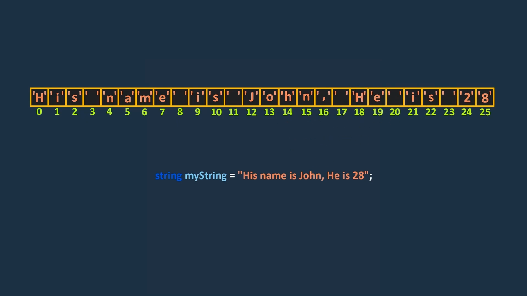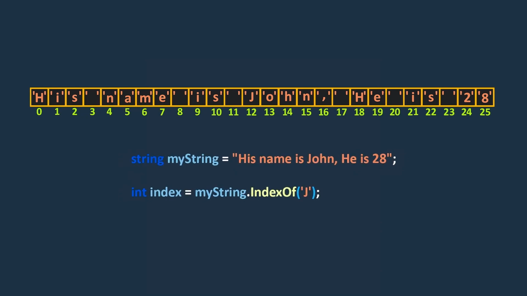For example, if we want to obtain the index of the character j from this string, we can use the indexOf method. In this example, the value of the index would be 12.